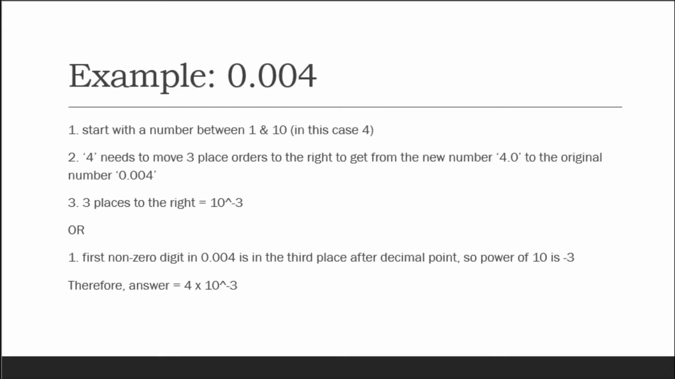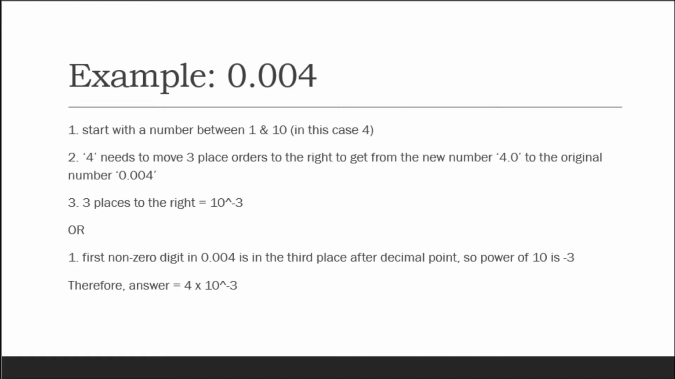So the example for 0.004, first you start with a number between 1 and 9, so in this case 4. So 4 needs to move 3 place orders to the right to get from the new number 4.0 to the original number 0.004. So 3 places to the right is 10 to the power of 3. Therefore the answer would be 4 times 10 to the power of 3.